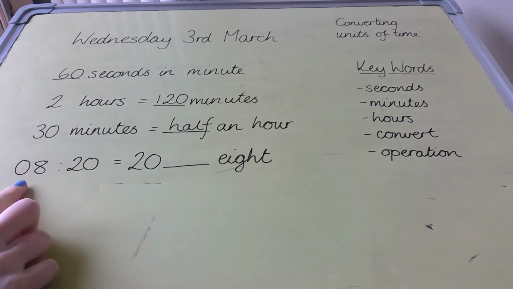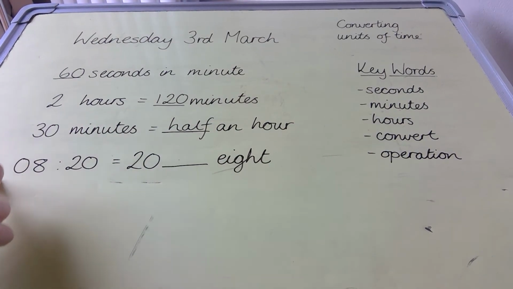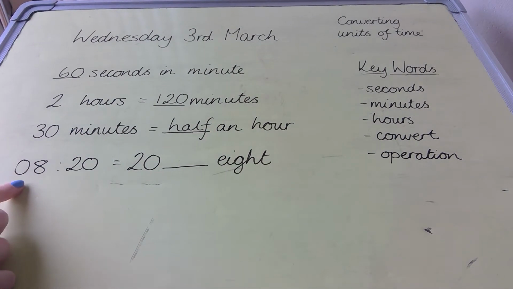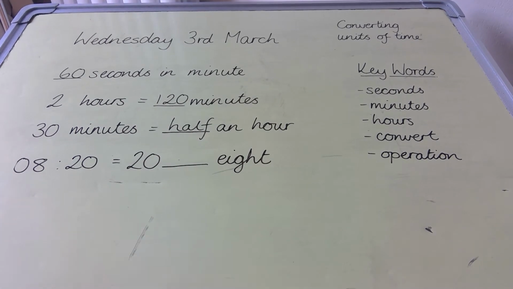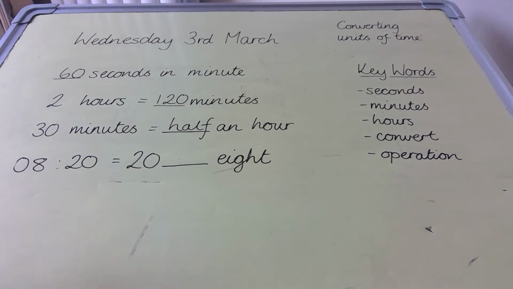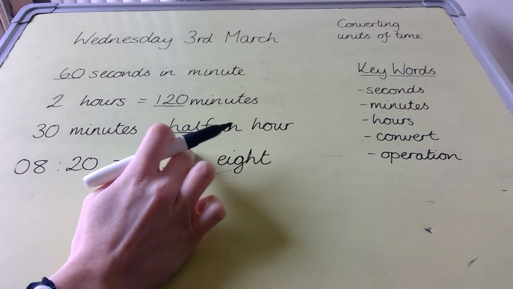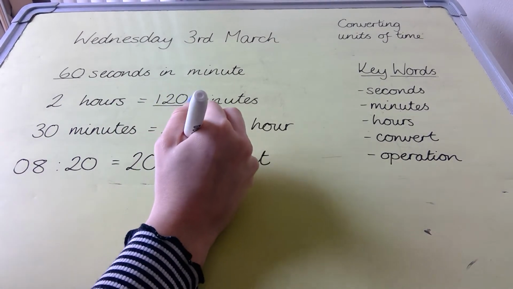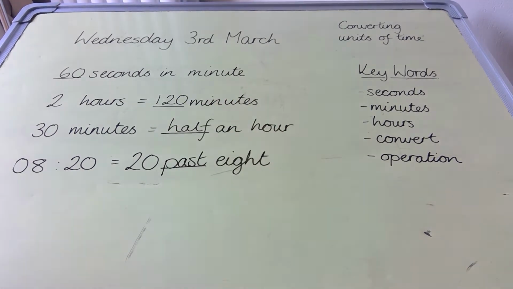Okay, and then this digital time here is 08:20, and it's got a 0 in the front, so we know that it's in the morning, whereas if it was in the evening it would be 20:20. So that is the same as 20 past 8. Okay, that is the time in analog form. So hopefully you got those ones.